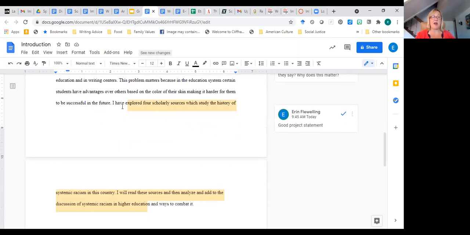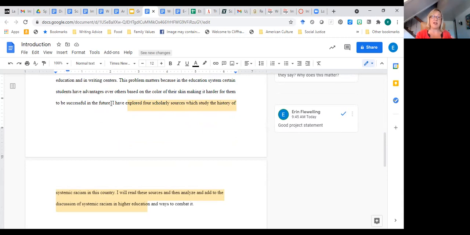This is the author's project statement, and I like this. I have explored 4 scholarly sources which study the history of systemic racism in the country. I will read these sources and then analyze and add to the discussion of systemic racism in higher education and ways to combat it. And it's important, I mean, this is a really good project statement, very, very clear.